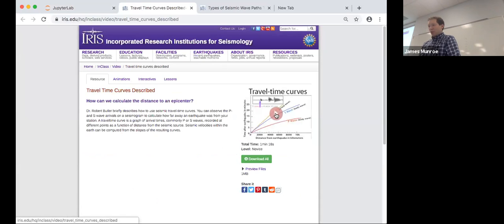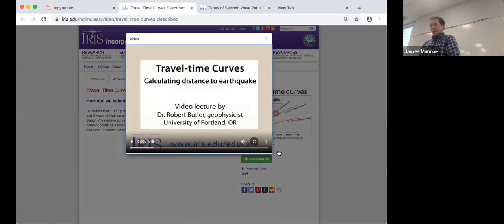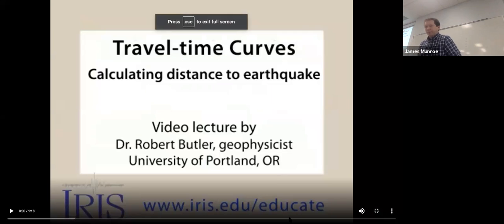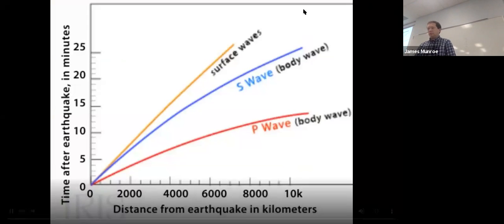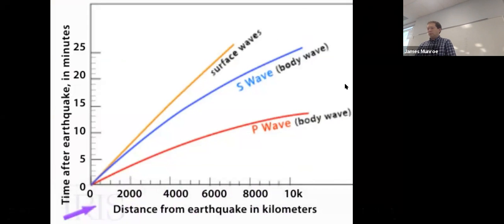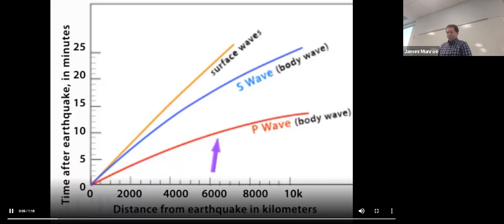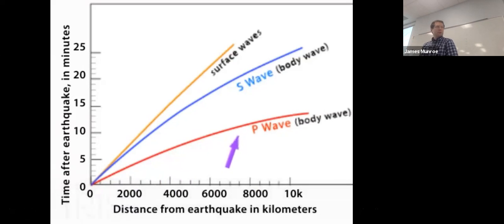Travel time curve. So what's the idea of a travel time curve? So here you go, distance from the earthquake, and here's P waves, they're the fastest, right? That's the first thing that's going to get to you. And then here's S waves. So it takes longer for the S waves to get there for any given distance.